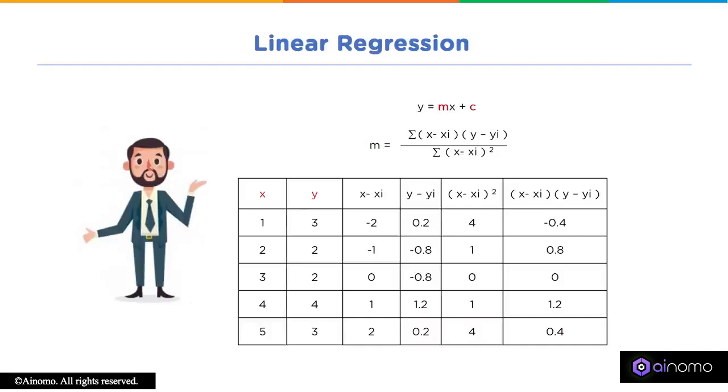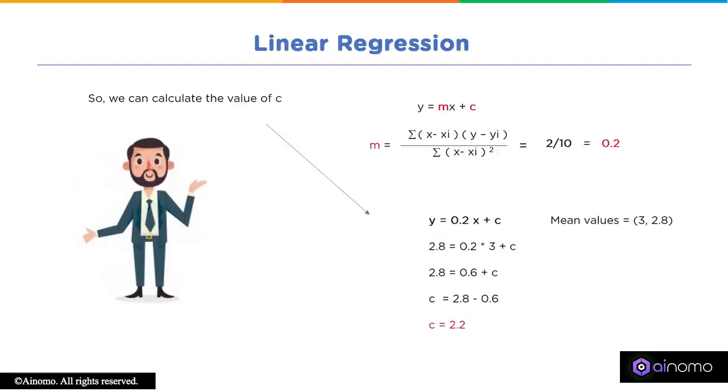And you can guess that the next step is to go ahead and sum the different columns for the answers we need. So we get a total of 10 for our x minus xi squared, and a total of 2 for x minus xi times y minus yi. And we plug those in, we get 2/10, which equals 0.2. So now we know the slope of our line equals 0.2. So we can calculate the value of c.